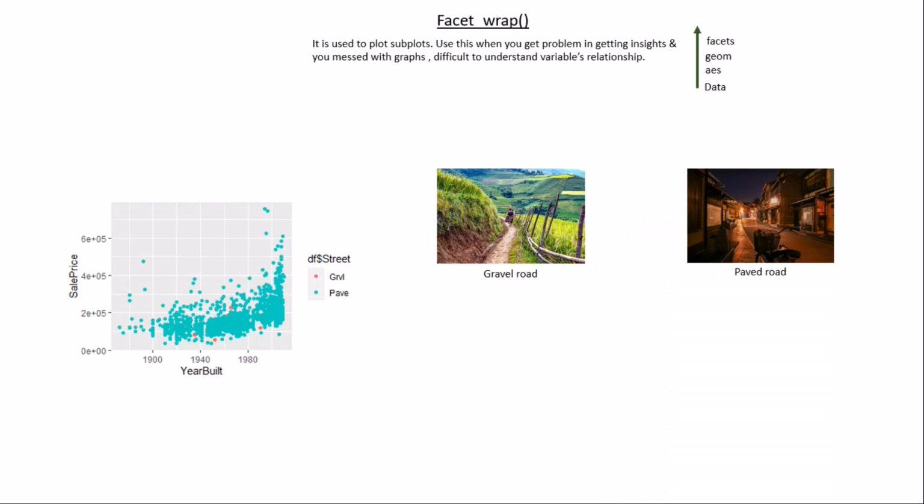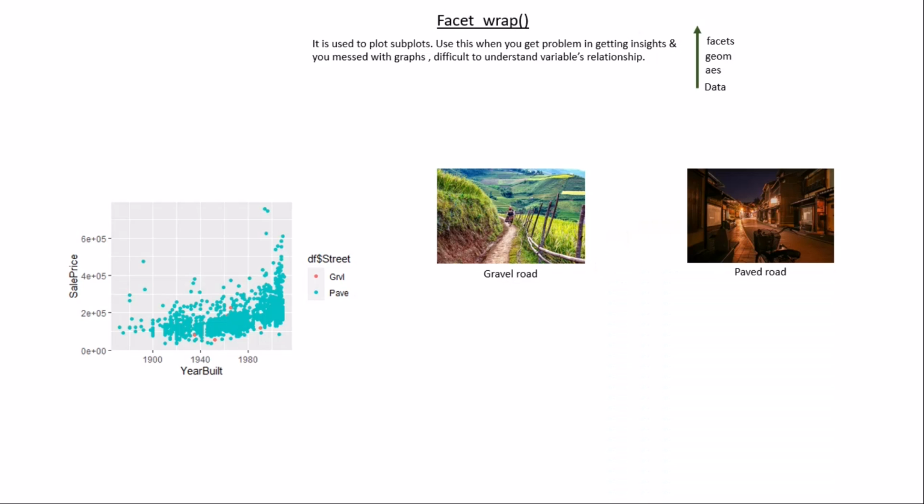So this is the dataset. This is a dataset available on Kaggle, and the competition is that you have to predict the sale price of a house. I chose one variable, street. There are two types: gravel and paved. Gravel is basically the path you see in a village, and paved is what you see in the city.